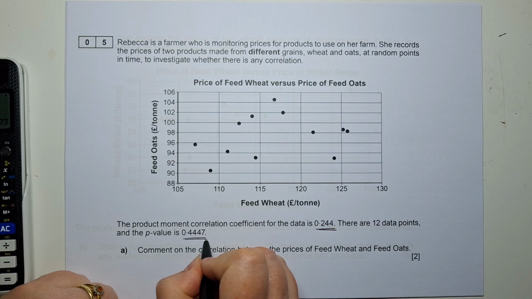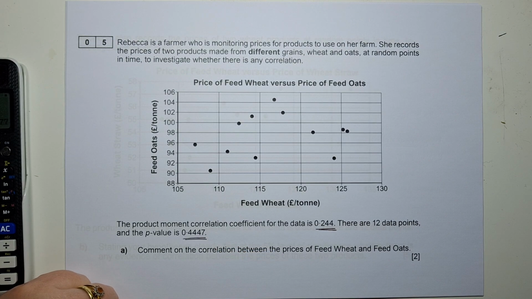The p-value is 0.4447. We can't really calculate the p-value in our questions. If they tell it to us, then that's fine. Again, we can't really calculate the product moment correlation coefficient for the data, and we certainly won't be asked to. Your calculator can actually do that if you have the raw data, but we won't be calculating either of these 2 values. What we have to do here is not the hypothesis test yet. We have to comment on the correlation.